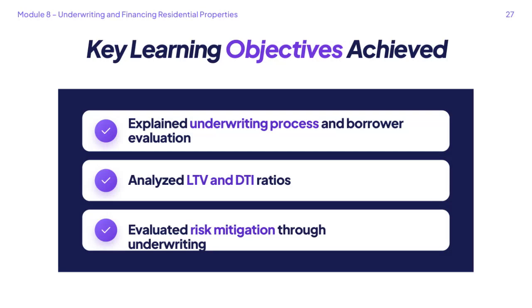On this slide, we're highlighting the key learning objectives we've achieved in this module on underwriting and financing residential properties. We've covered the underwriting process itself, which involves thoroughly assessing the borrower's financial background and the property's value. We also took a close look at important financial ratios, namely the loan-to-value ratio and the debt-to-income ratio, which are critical in determining loan eligibility and risk. Lastly, we've evaluated how underwriting acts as a risk mitigation tool, helping lenders manage potential defaults by carefully analyzing all relevant factors before approving a loan. These core concepts form the foundation for understanding residential property financing.